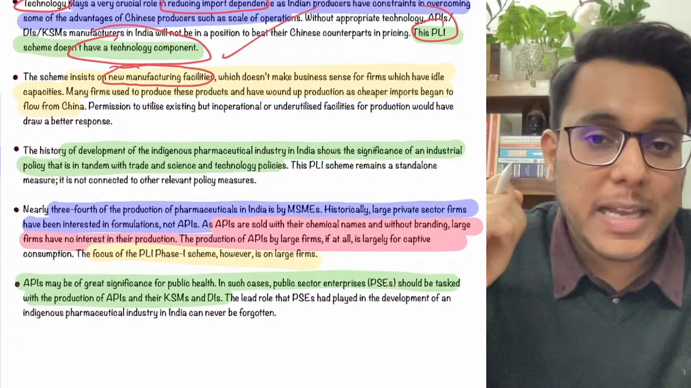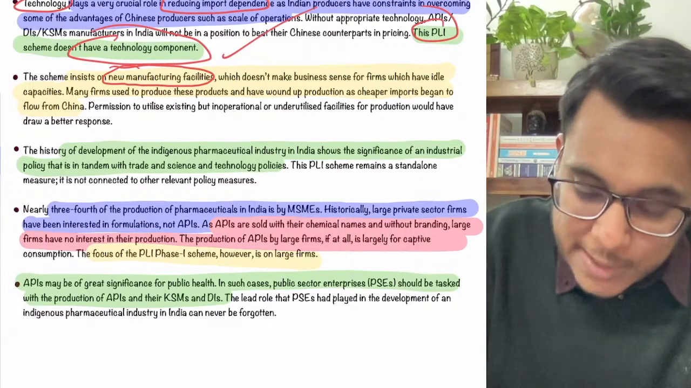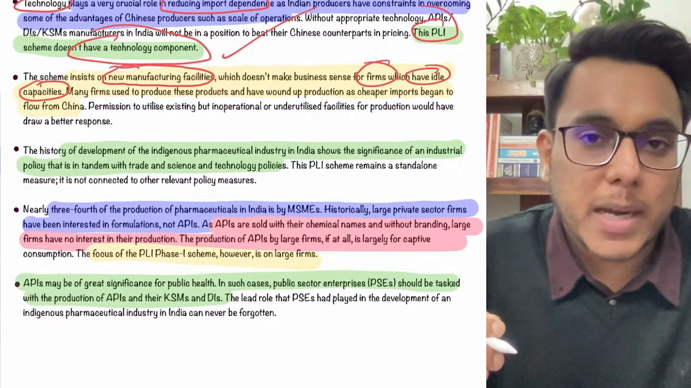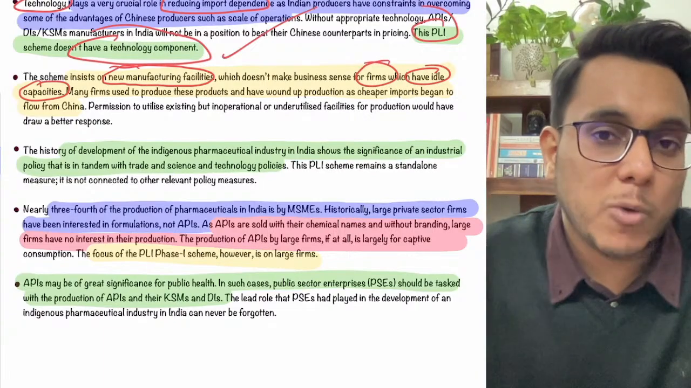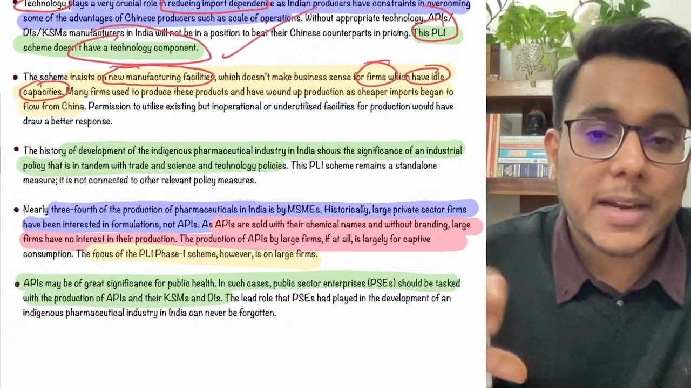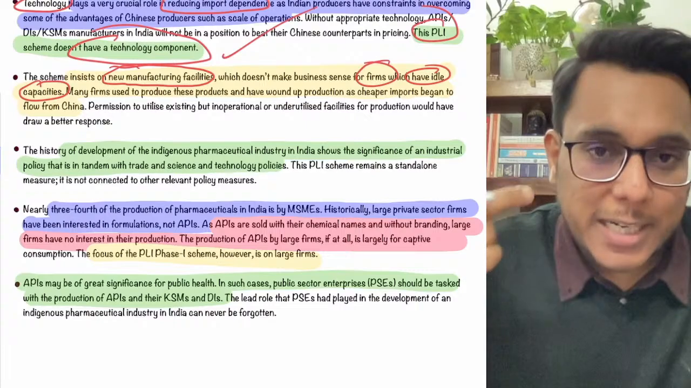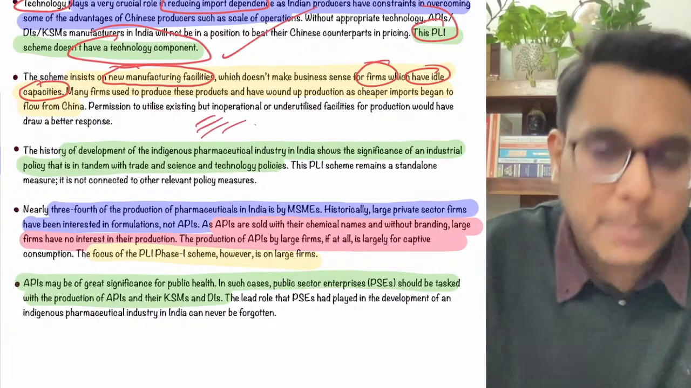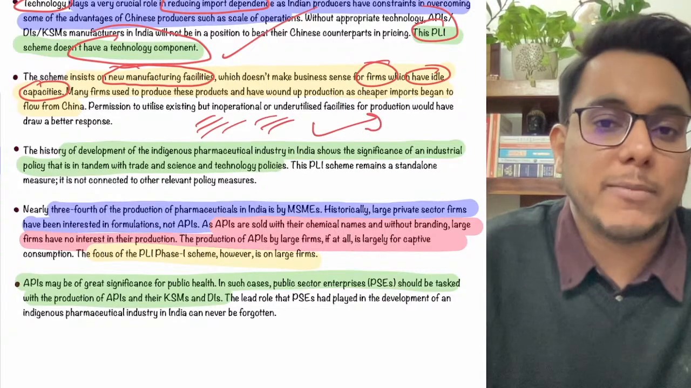But at the same time, in India, the problem is that the already existing firms have idle capacities. Let's say that one company had the capacity of making 5,000 tablets, and they are making just 2,000. 3,000 idle capacity is there. So rather than incentivizing the new manufacturing facilities, we should have focused on why the idle capacities are there. First, it should have been scaled up.